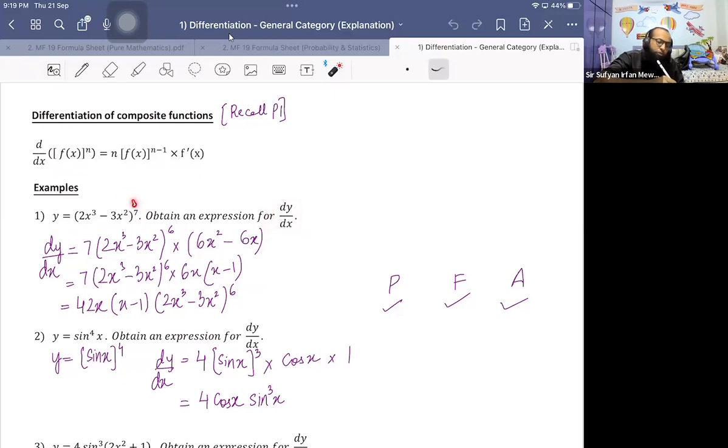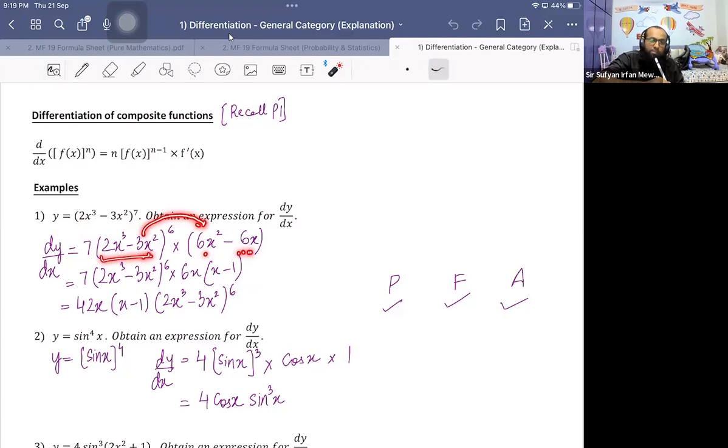So firstly, we are going to multiply the power. The power 7 gets multiplied. Within this process, when we are dealing with the power, it gets multiplied and gets subtracted by 1. So 7 becomes 6. The power then becomes 6. And the function within the bracket is 2x cubed minus 3x squared, which remains the same. And then the differentiation of the function within the brackets will be multiplied. So 2x cubed minus 3x squared will give you 6x squared minus 6x.